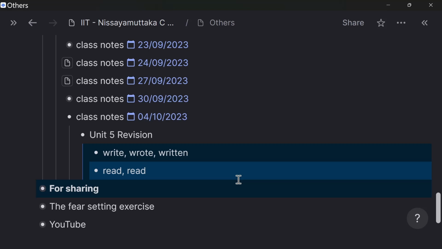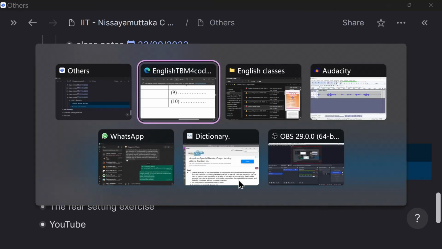Read, and it's spelled the same. Read, read, read. Not to read or reading. I have read. Not red like the color, be careful. Red like this. So read, read, read.